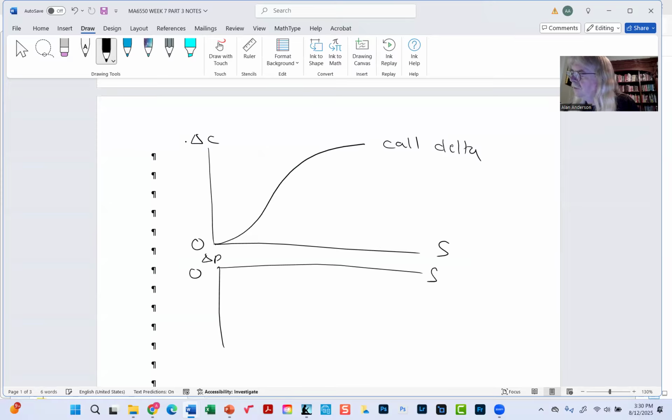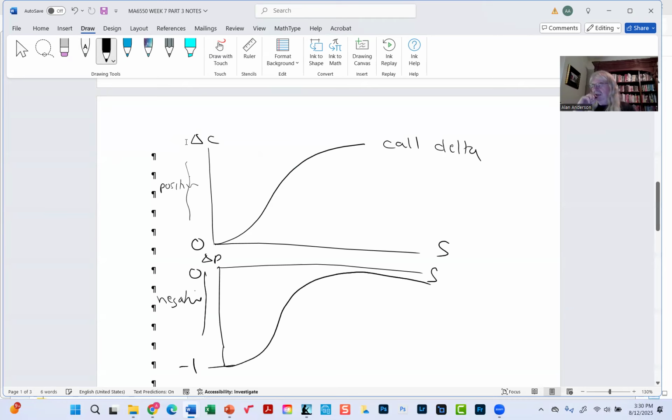And then, keep on, this is 0, so these are all positive. These are all negative. And of course, this one can't go below -1. All right. So these long graphs are a little shaky, but you get the idea.